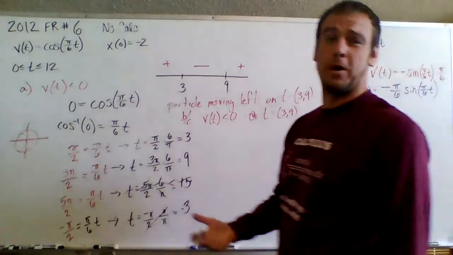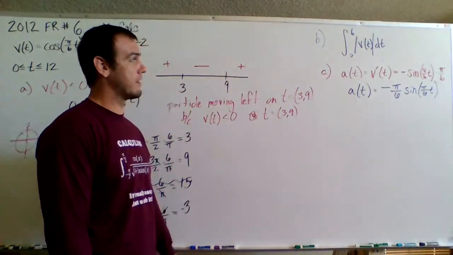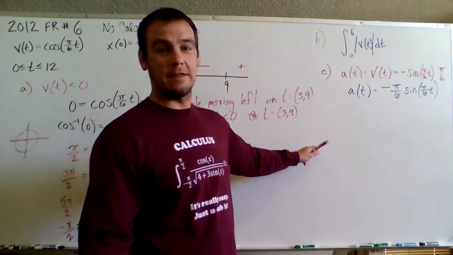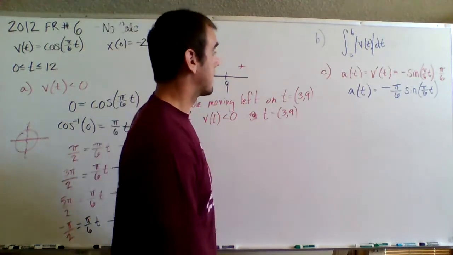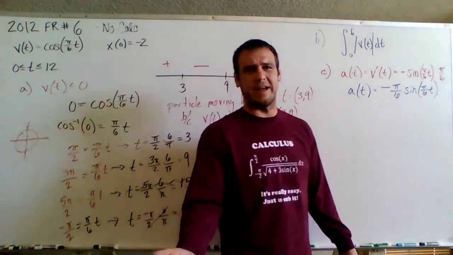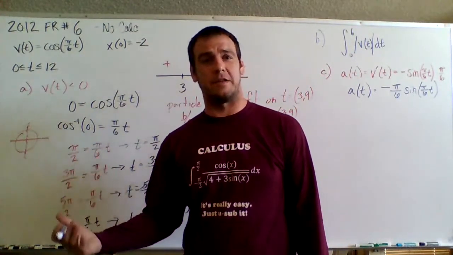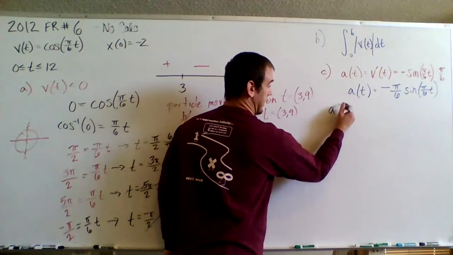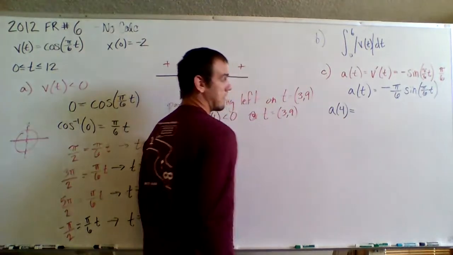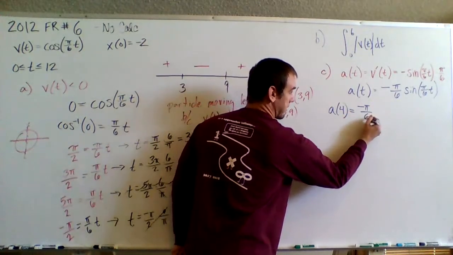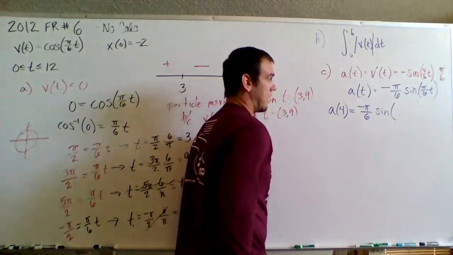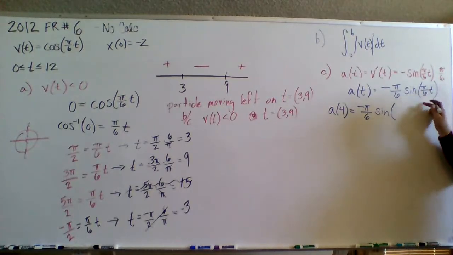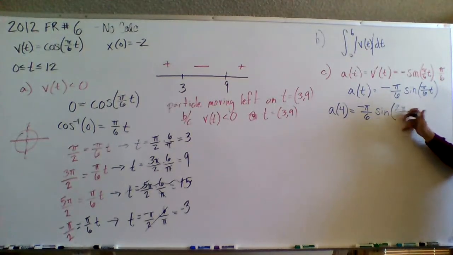Now that was only the first part of part C. We also need to figure out, is the particle speed increasing, decreasing, or neither at t equals 4. So that's where we really want to do kind of sign analysis at 4 for velocity and acceleration. As long as I have acceleration right here, I'm going to find a of 4, which is going to be negative pi over 6 sine. Now when I plug 4 in, 4 over 6 really reduces to 2 over 3. So it's going to be sine of 2 pi over 3.